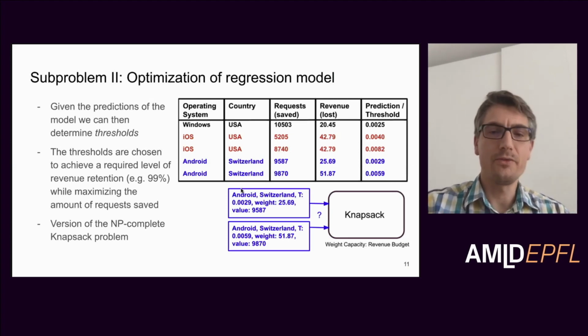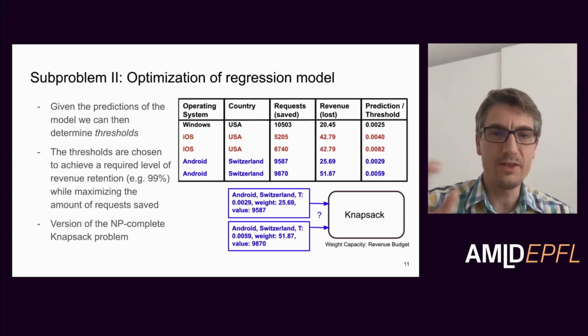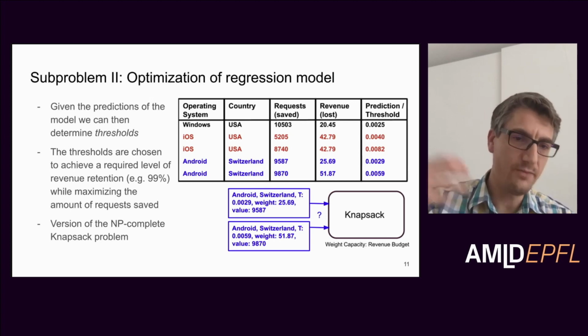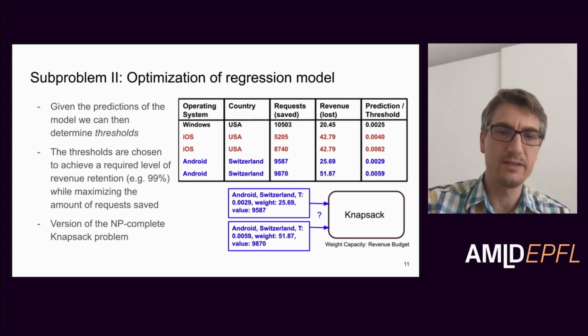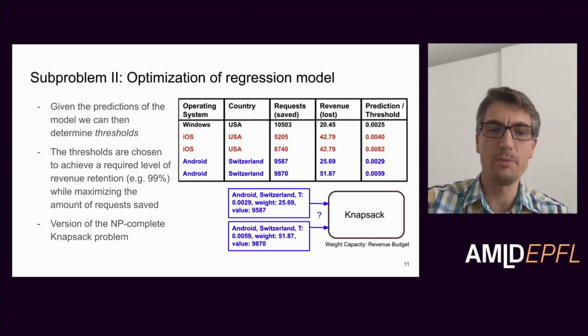Okay, so the goal here is to set these thresholds such that we achieve a required level of revenue retention. So let's say we are willing to lose like 1% of revenue in the worst case, while maximizing the amount of requests saved.